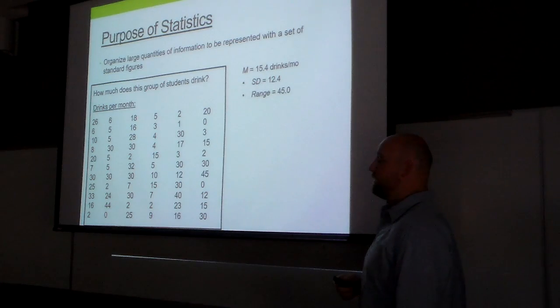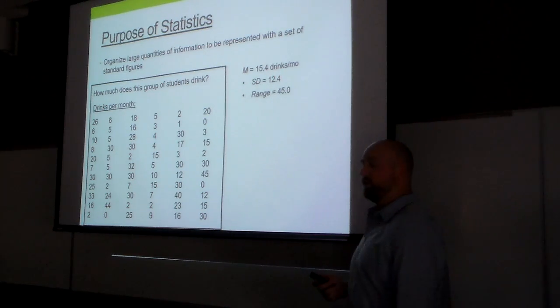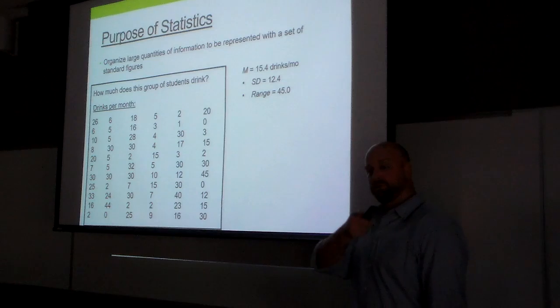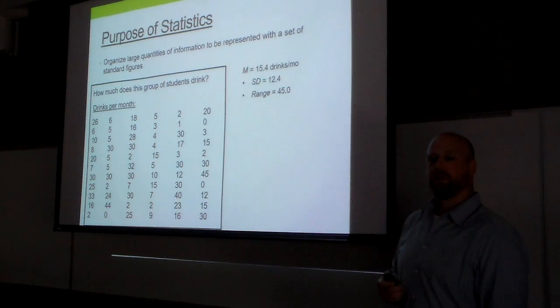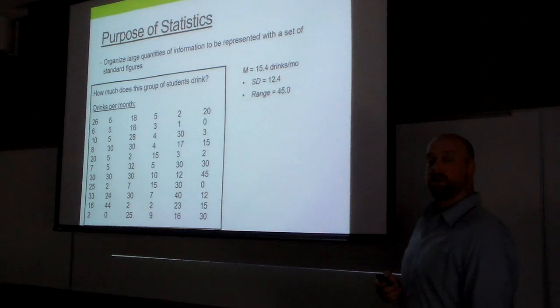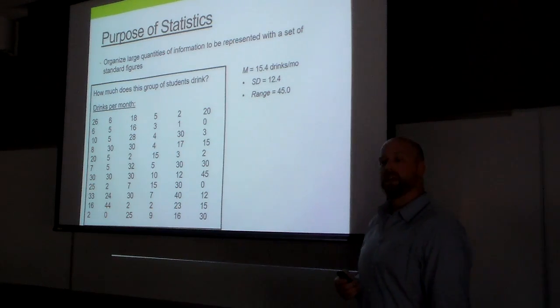But if we look at the standard deviation, it is 12.4. What does that tell us? That on average they drink anywhere from 3 to quite a bit, so 37, 38. Right, so we've got some variability in this set, right?